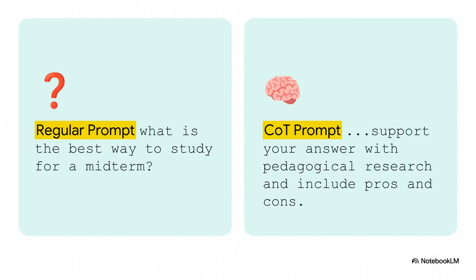Ask the AI to explain how it got its answer. It's called a chain of thought prompt. Instead of just asking for the answer, you ask it to show its work, to cite sources, or list the pros and cons. You will get a much smarter, more reliable response.